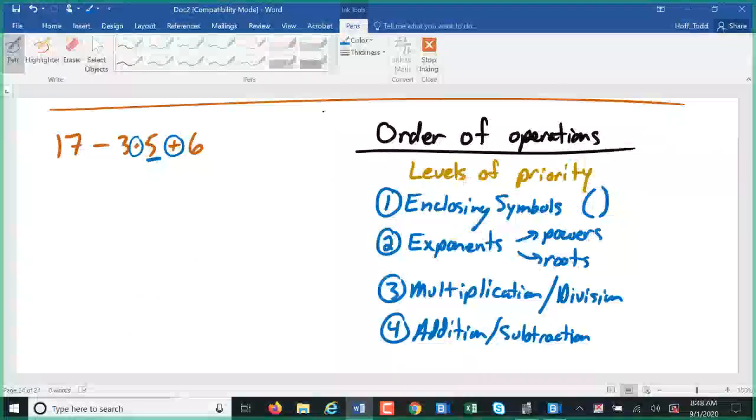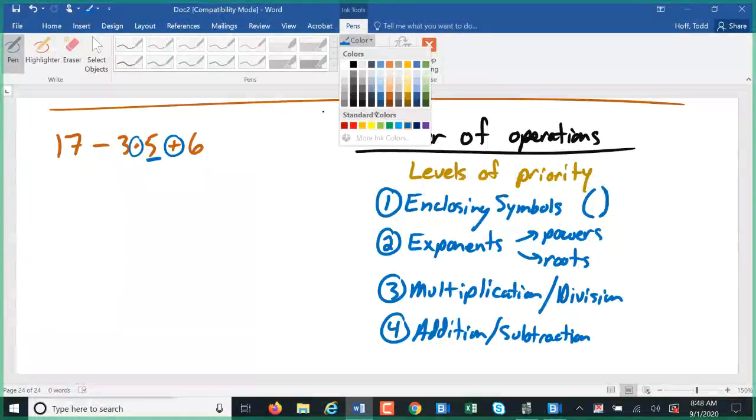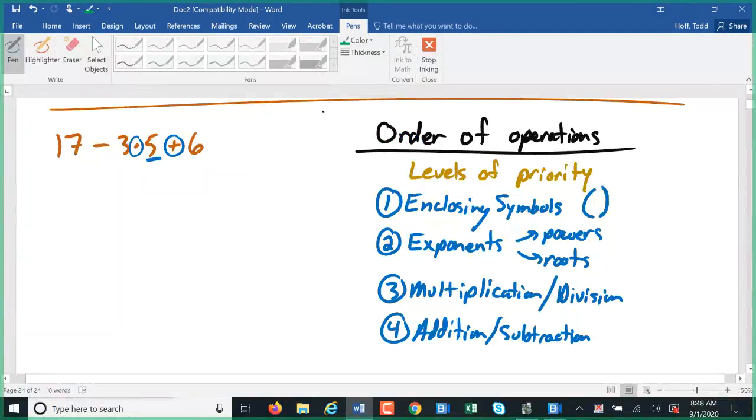99% of problems only include these operations. So we don't have to worry about logarithms, exponentials, and trig functions and stuff like that. Those only occur in that very small portion of problems you would deal with. If we run into any of those, we'll deal with them when we get to it. So now back to our original problem here.